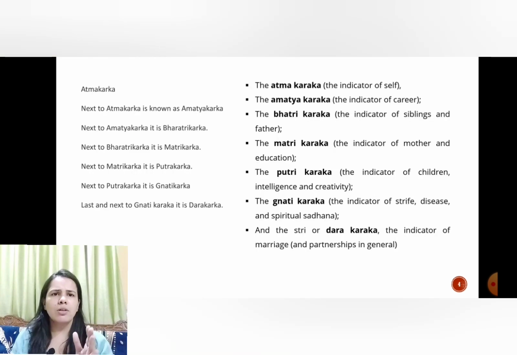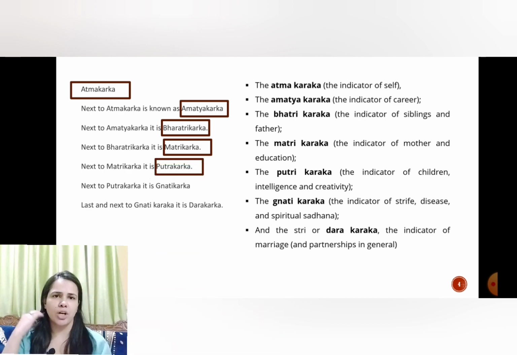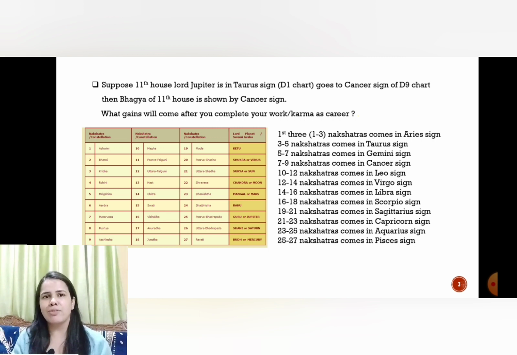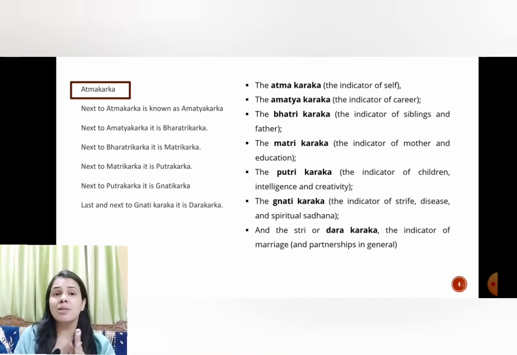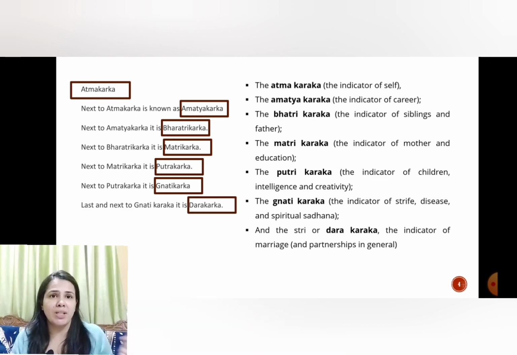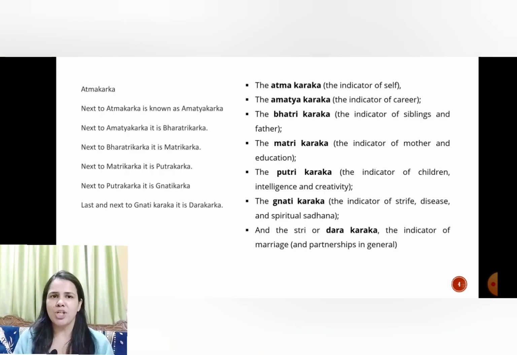So now, suppose the seventh house lord in your D1 chart is Mars. It is placed in Gemini sign in the D1 chart and goes to Aries sign in the Navamsa D9 chart. What does it indicate? It indicates the luck of your marriage, whenever you get married. What will happen after marriage? This placement tells you that. Whenever you get married or get into partnership with someone, how will it be? How lucky will you be in that? What exactly will happen after that?